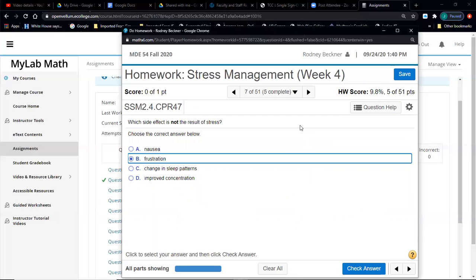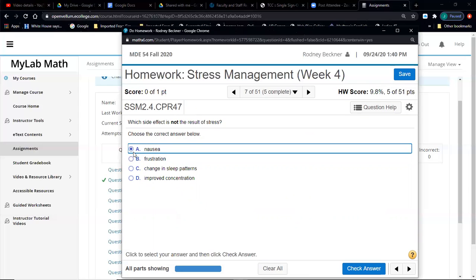Which side effect is not the result of stress? So we said stress can cause just a whole bunch of symptoms. Nausea. Oh yeah, I've seen some students develop nausea when you hand them that test, that math test. Frustration.